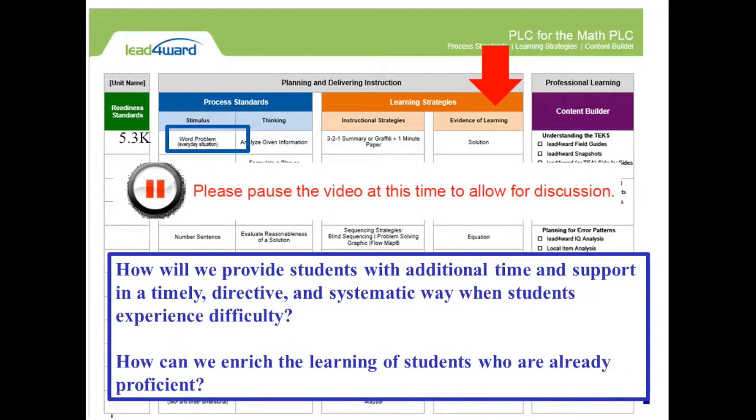An integral part of the PLC process is how to plan for intervention. Take a moment now to discuss the following questions and what they may look like on your campus. How will we provide students with additional time and support in a timely, directive, and systematic way when students experience difficulty? How can we enrich the learning of students who are already proficient?